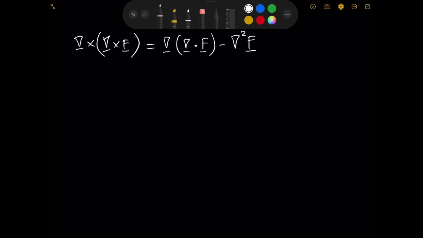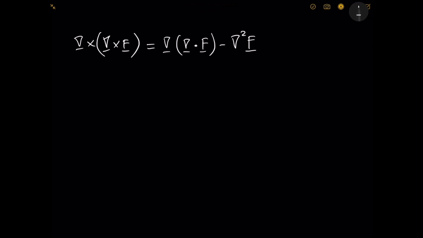Welcome everyone. In this video we are going to prove a very widely used vector identity. So you have a double cross product, let's say, double curl, and this is equal to, it turns out, as we will see, equal to this. So we want to prove this. How do we do the proof?